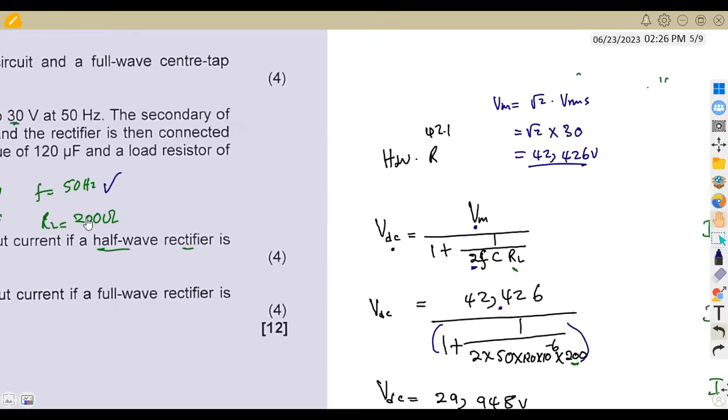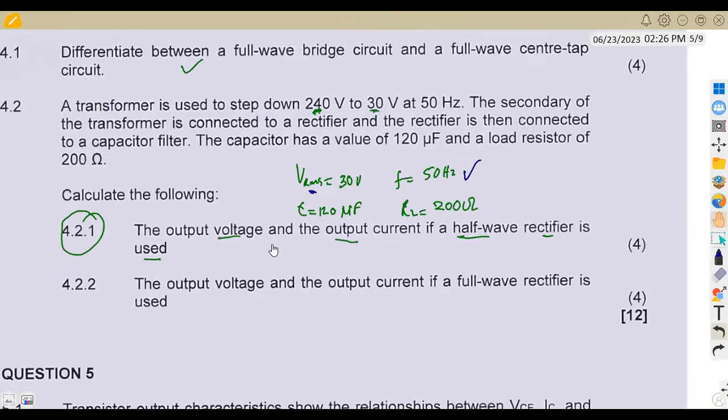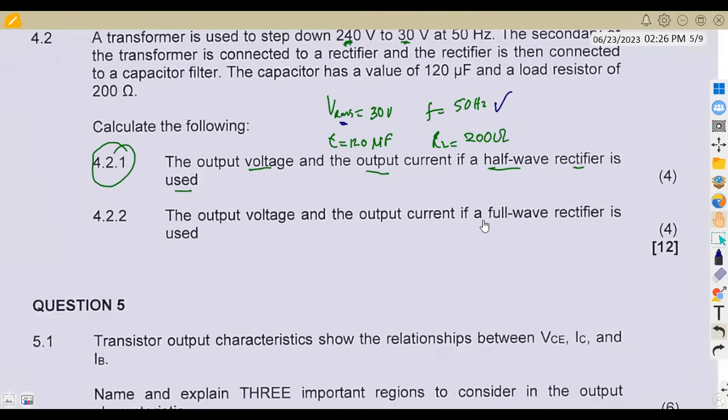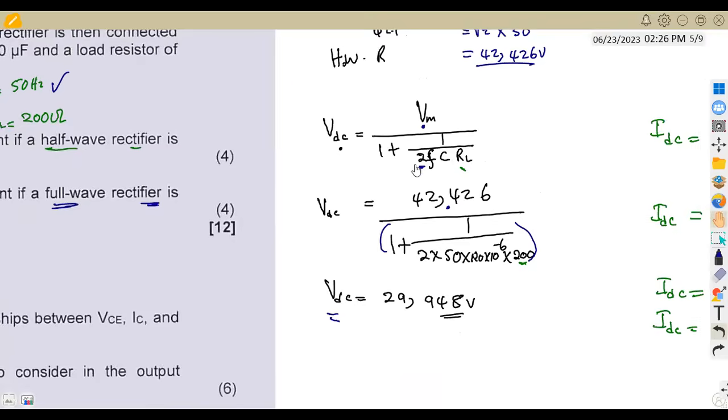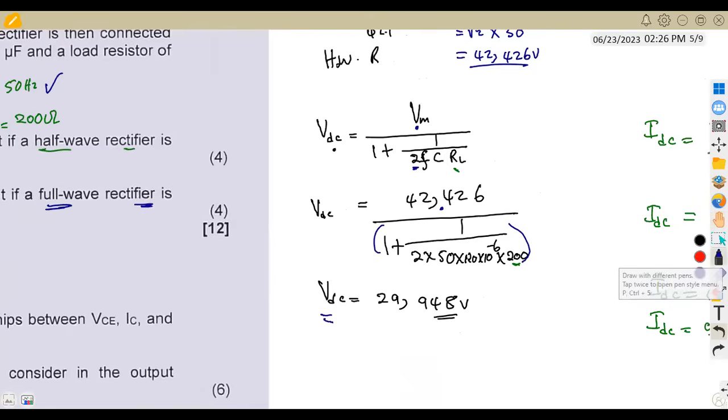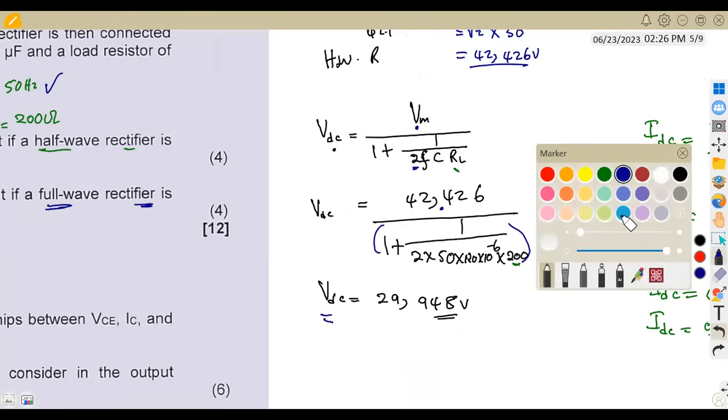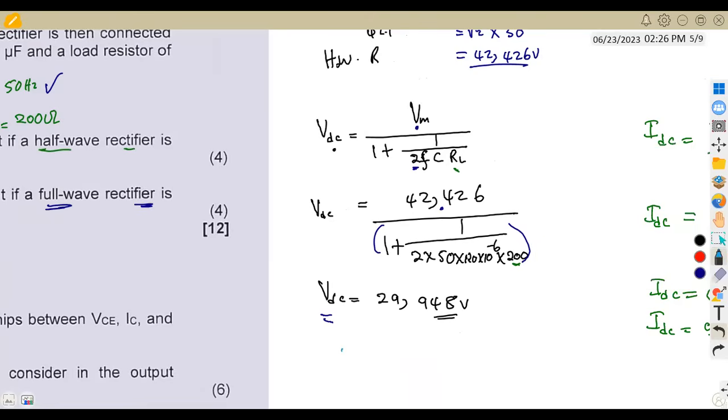So let us check what we are given now. We are given the output voltage and the output current if a full wave rectifier is used. So like I said, for a full wave, this VDC is just going to be multiplied. So this is what you're going to have, guys. All right, so let me just write this. This is now 4.22. All right, let me use this one, 4.22. So now we are using this as a full wave rectifier.